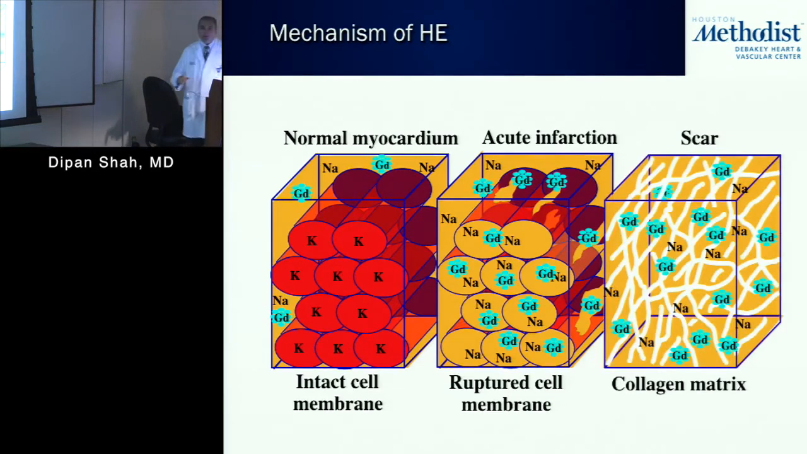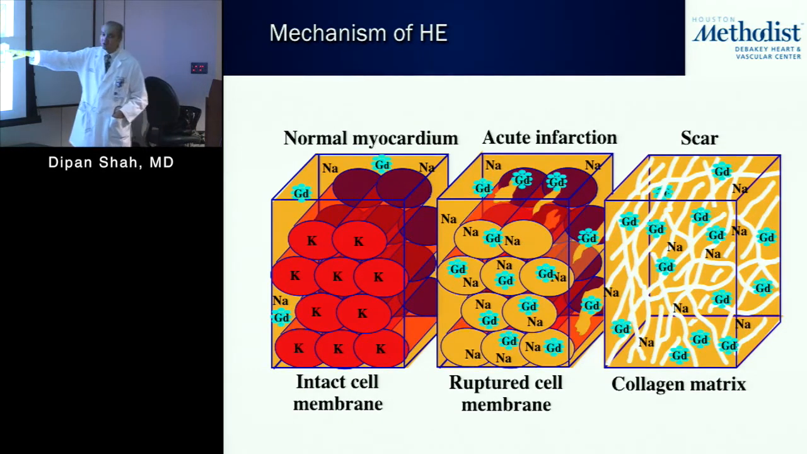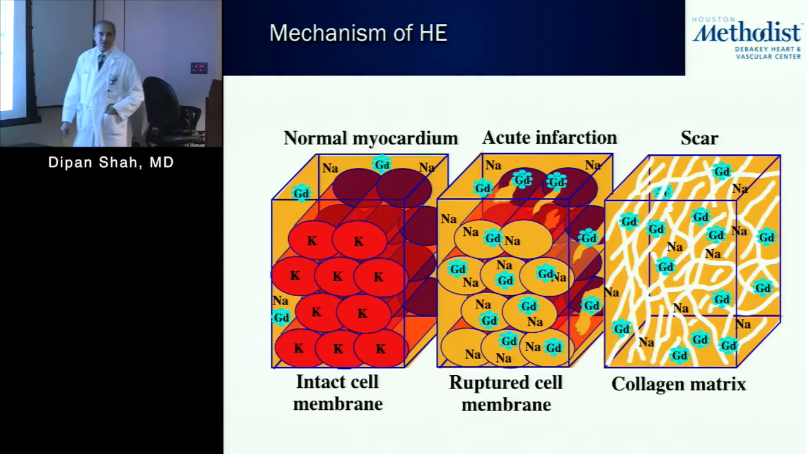And then intracellular there in that middle? Yes, it's intracellular because there are ruptured cell membranes. So in the setting of acute infarct, those cell membranes are no longer able to keep the gadolinium out, and therefore it's able to enter into the cell. And so for any given volume, there's more gadolinium that sits within any given voxel.